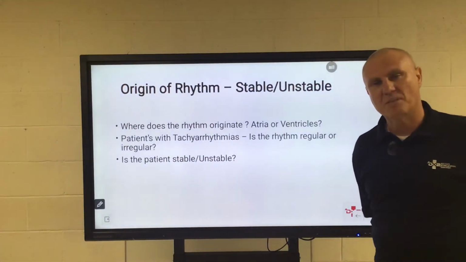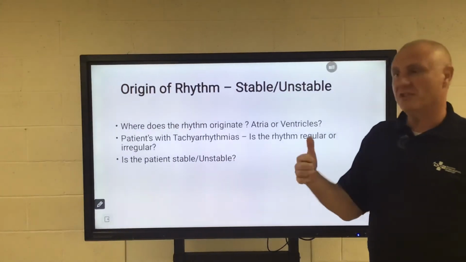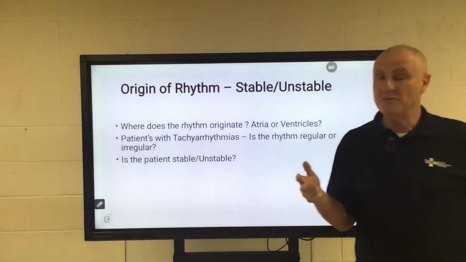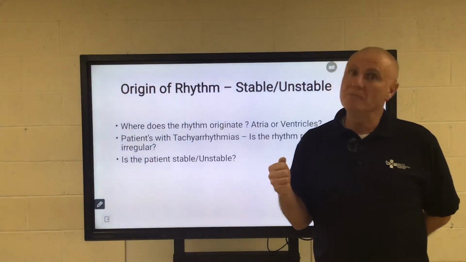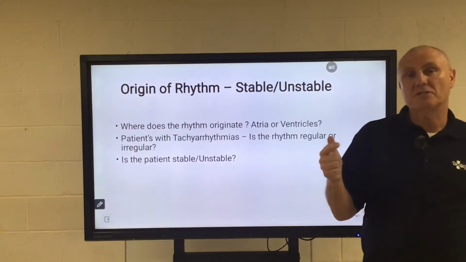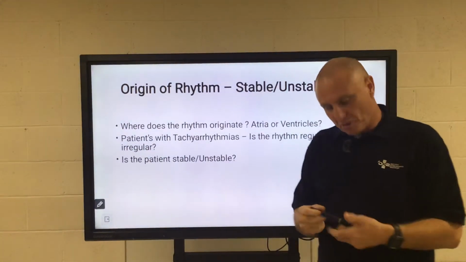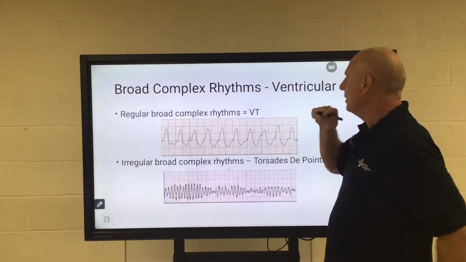And these are the questions that we normally ask. So where does it originate? Is it from the atria or from the ventricles? From the ventricles, it tends to be a little bit more unstable. So is it from the atria or the ventricles? Is it regular or irregular? And is the patient stable or unstable? These are the questions that we're looking to ask.